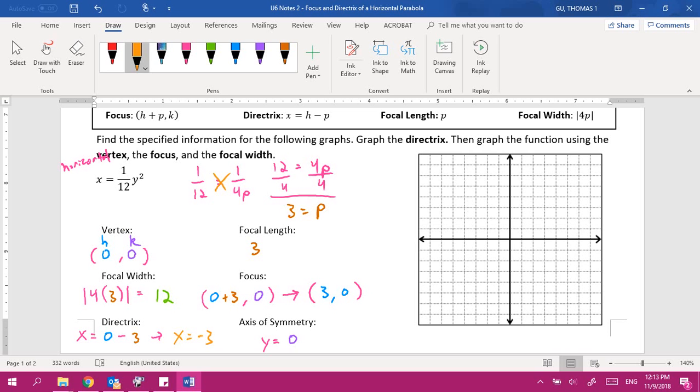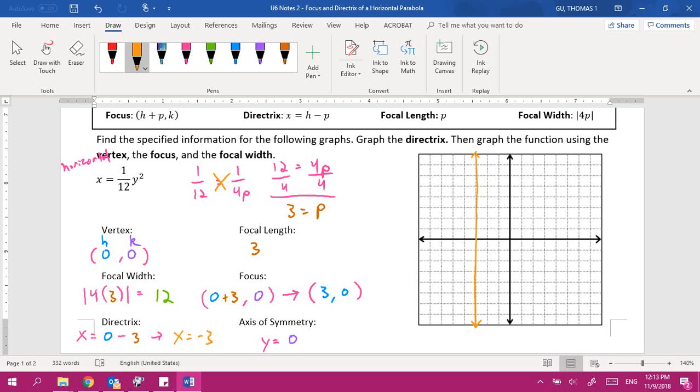So first we're going to graph the directrix. What is the directrix again? X equals -3. How do I graph that? Draw a straight line, but is it left to right or up and down? Up and down through -3. That's not straight. X equals -3. That's right there.